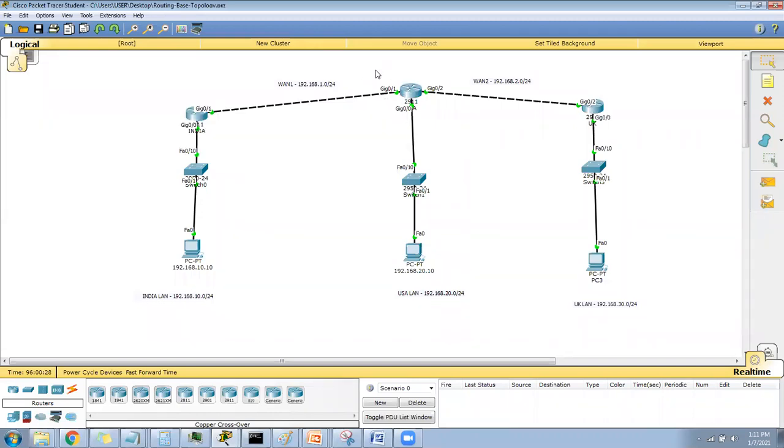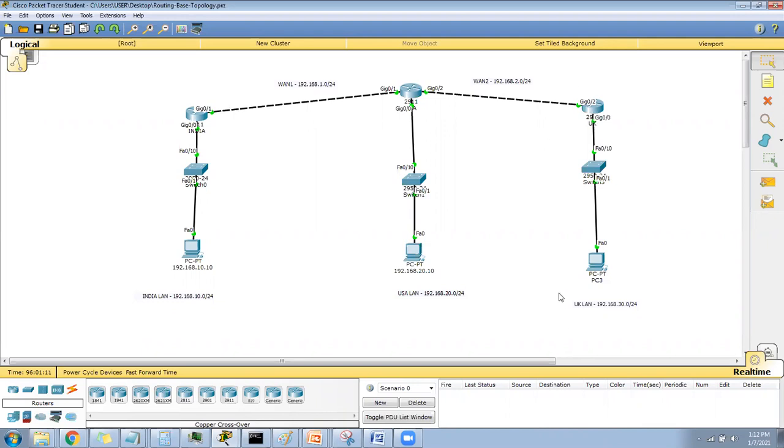Okay, now a very important question. To reach India LAN, what will be the next hop? If you give the answer, static routing is done for you. Come on. If the USA router wants to reach India LAN, what will be the next hop? The India router, and tell me the IP address. Can it be this one? Yes, because there is no other way. That is the only next hop: 192.168.1.1 will be the next hop in the left direction.